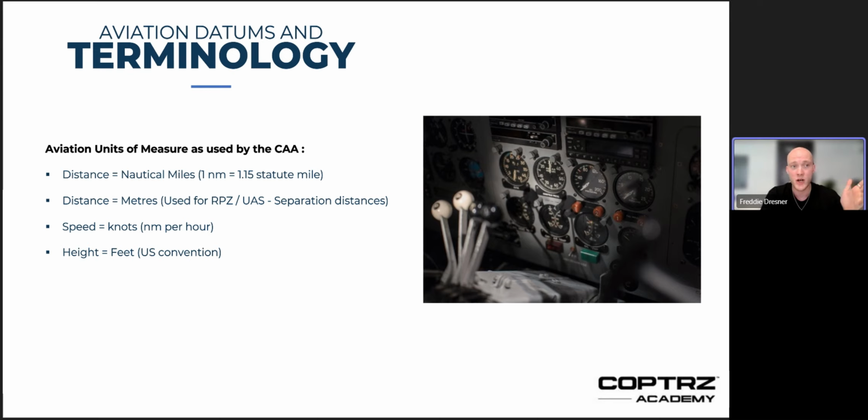Now, speaking of terminology, we're going to go over the aviation units of measurement used by the CAA. So again, there's lots of different units of measurements out there, but the ones that the CAA use for long distances, we use nautical miles. Shorter distances, we use meters. Speed, we use knots, and height, we use feet.